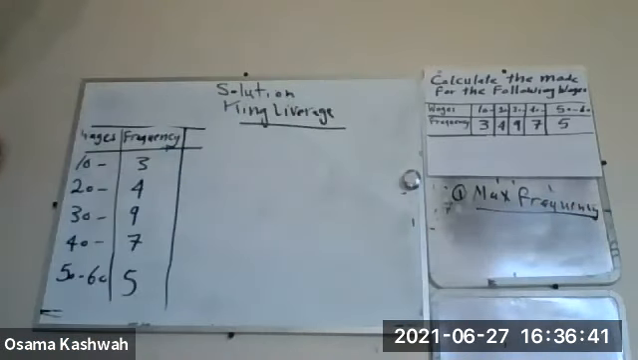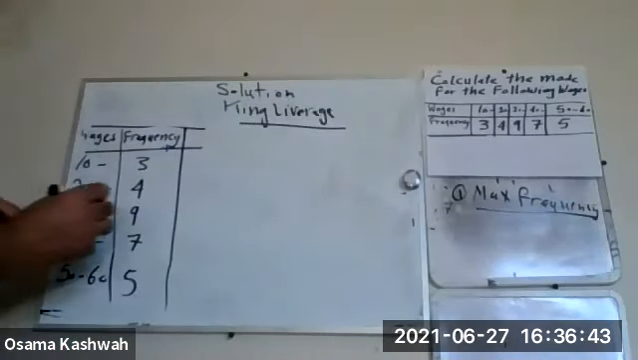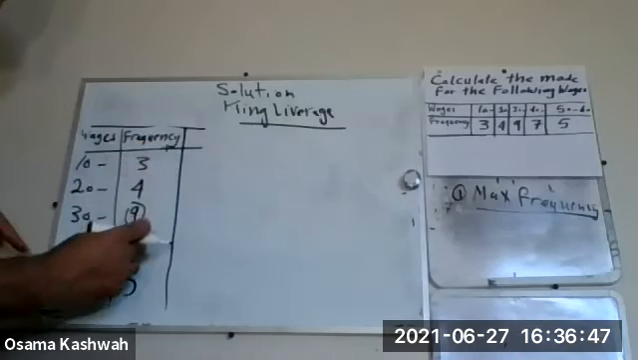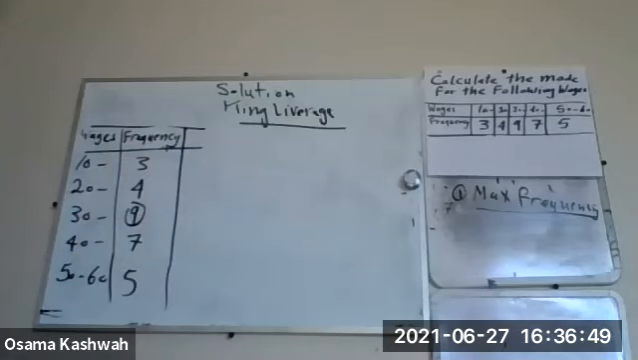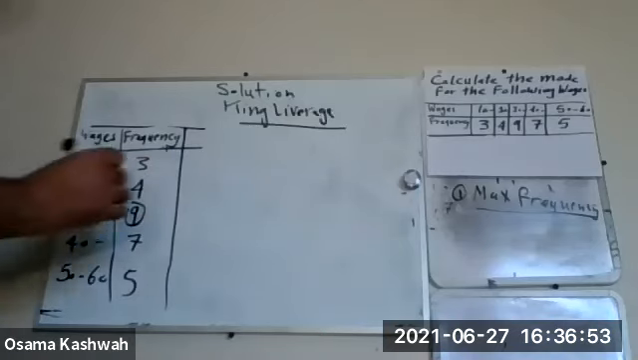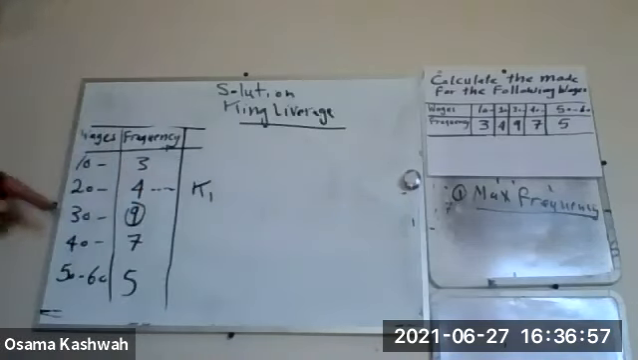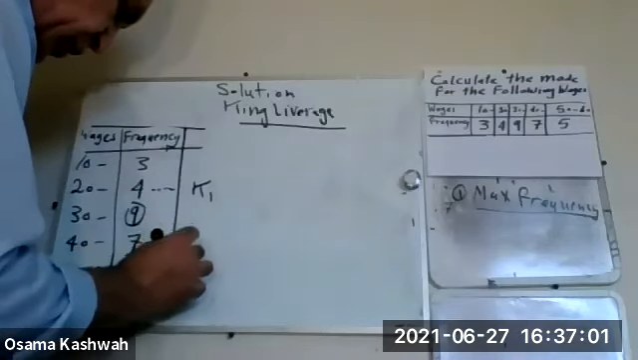Where is the maximum frequency? The maximum frequency is here, it is 9. It's greater than 3, 4, 7 and 5. That's perfect. We'll call the frequency before it K1, and the frequency after it K2.